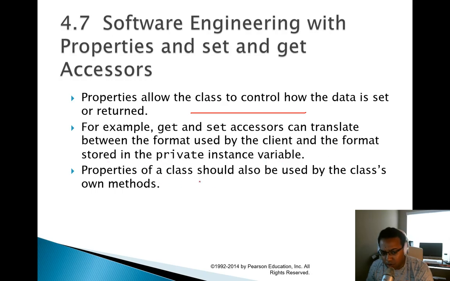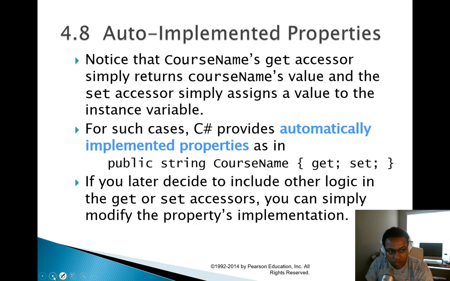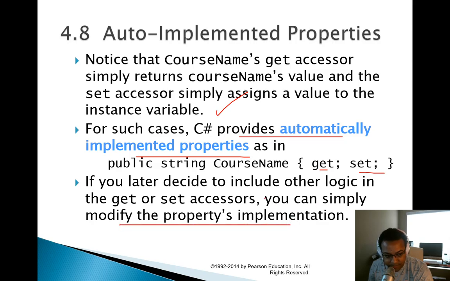Properties of a class should also be used by the class's own methods. Notice that CourseName's get accessor simply returns CourseName's value, and the set accessor simply assigns a value to the instance variable. We talked about that. For such cases, C# provides automatically implemented properties, as in get; set;. If you later decide to include other logic in the get and set accessors, you can simply modify the property's implementation.